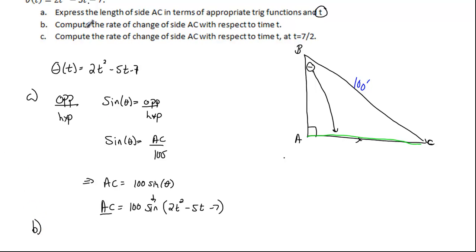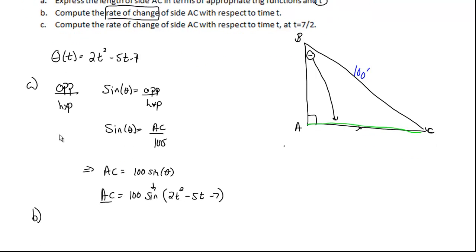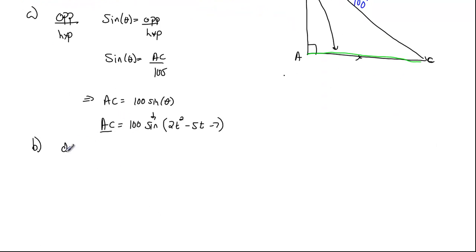Part B states compute the rate of change. This right here, rate of change, is a key set of words that says derivative, derivative, derivative. So we want to find the rate of change of the side AC with respect to time. So in reality, what we're doing is taking the derivative of AC with respect to time.